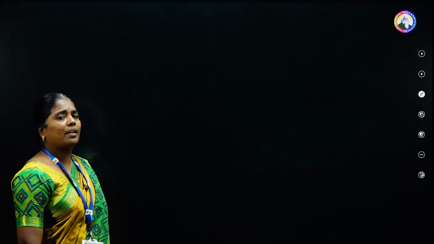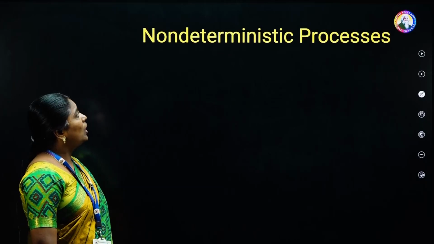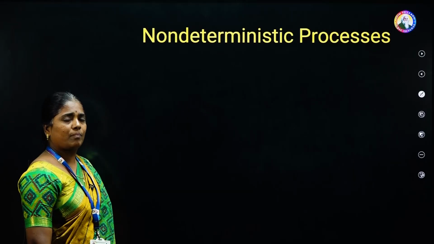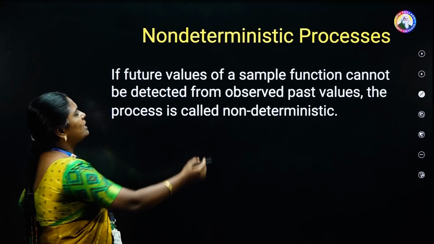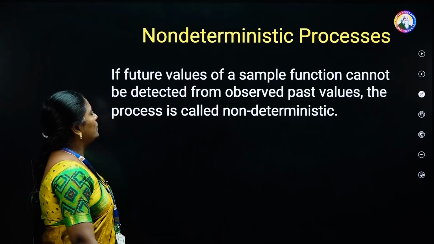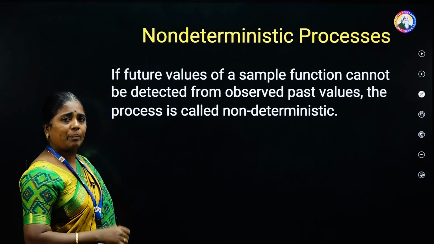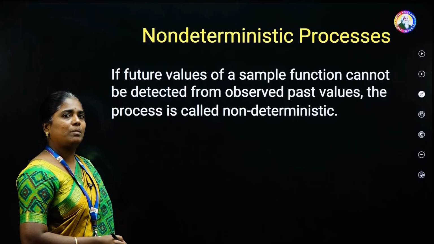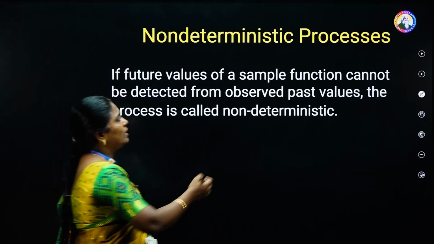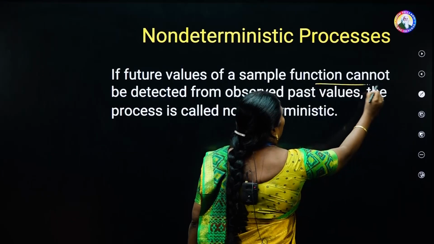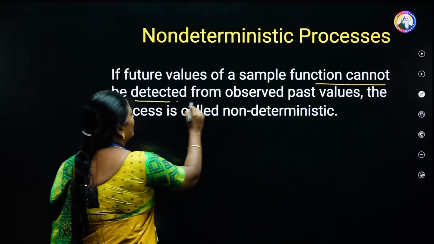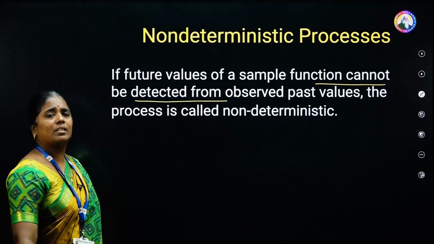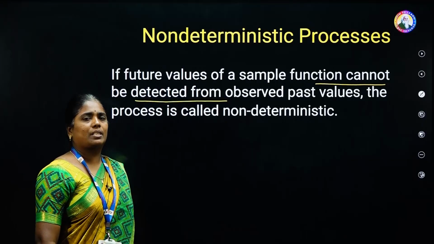The other one we have is the non-deterministic process. In the case of a non-deterministic random process, the name itself tells that we are unable to determine the future values based on the past values. You can see that here, the sample function value cannot be determined from the past values. That is known as non-deterministic.